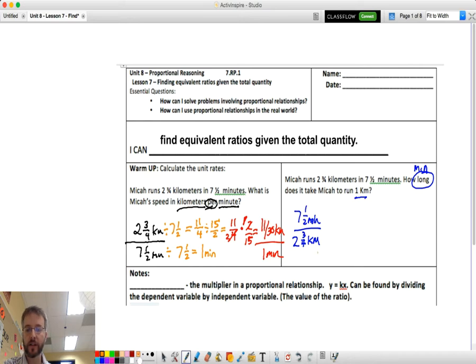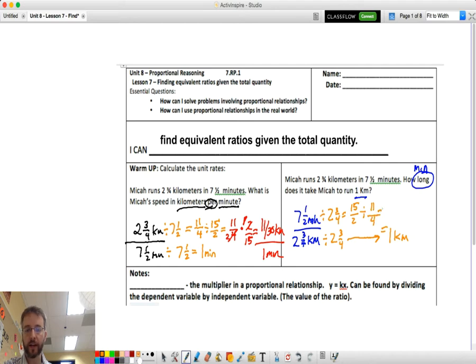Now I have to turn this into a unit rate, which means my goal over here is going to be to get 1 kilometer on the bottom. So I have to divide this by 2 3/4, and that's going to give me 1 kilometer. Now if I divide the top by 2 3/4, because I have to do the same thing, I'm going to turn these both into improper fractions again. So I'm going to get 15/2, and then this one's going to become 11/4.